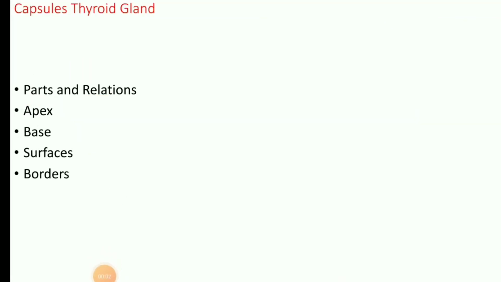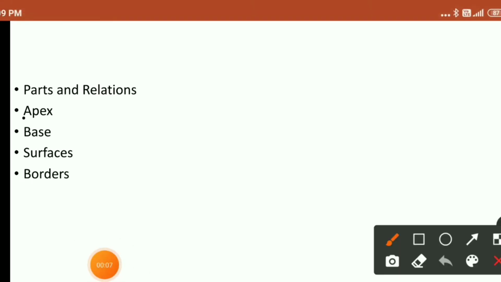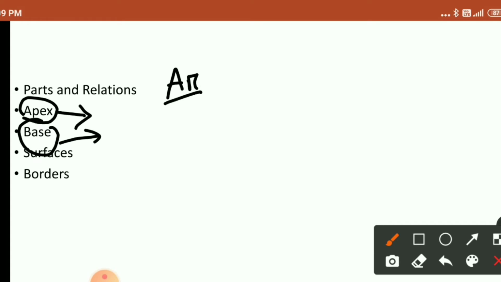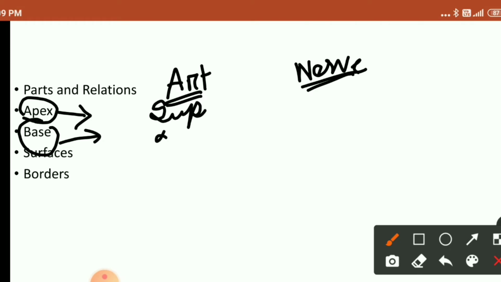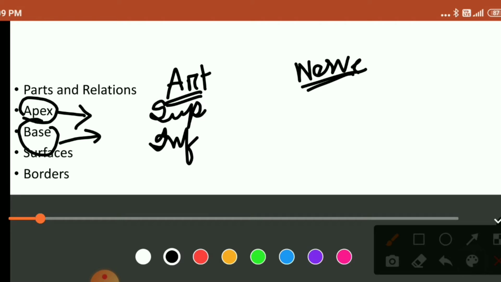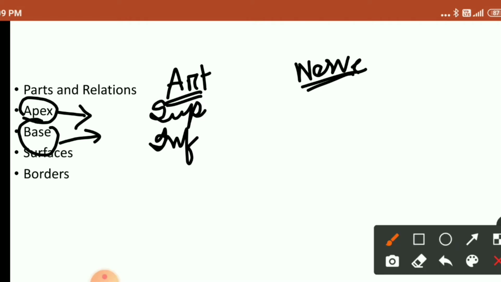After discussing the parts, now we come to the relations of the thyroid gland. Remember that the apex and base are both related to one artery and one nerve, but they are different. The apex is related to the superior thyroid artery. On the other hand, the base is related to the inferior thyroid artery. Which nerve am I talking about? Apex is related to the external laryngeal nerve. On the other hand, base is related to the recurrent laryngeal nerve.